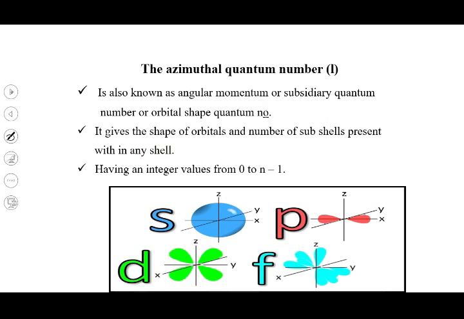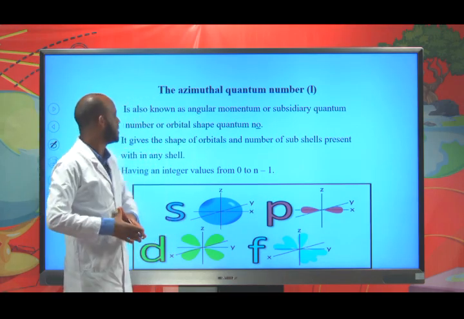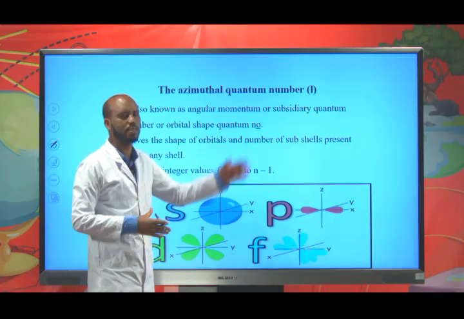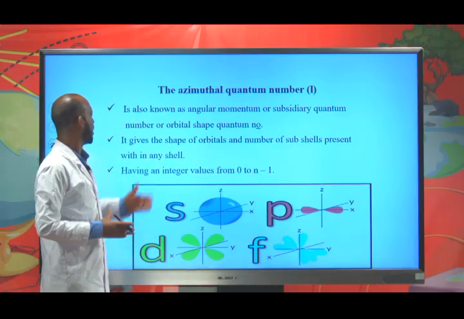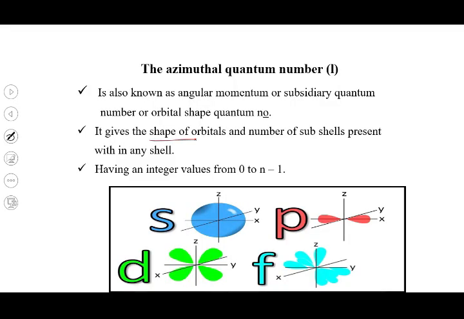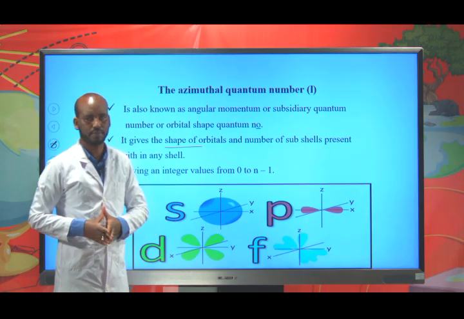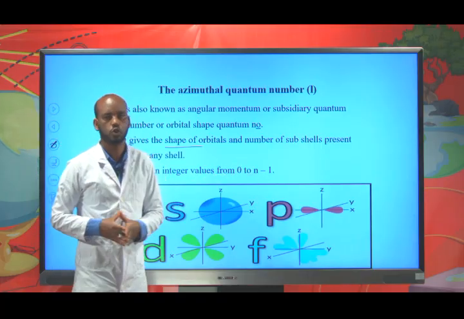The azimuthal quantum number, denoted by the symbol L, is also known as angular momentum or subsidiary quantum number or orbital shape quantum number. It gives the shape of orbitals and number of subshells present within any shell, having integer values from 0 to n minus 1.